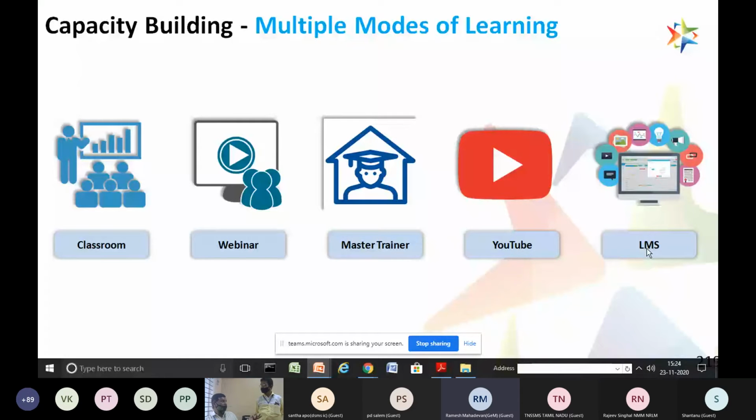Who can take it up within their organizations. And all the training materials are available in GeM and also on YouTube, which can be accessed from the GeM website. We also have the LMS, the learning management system, which can be accessed through your GeM login.